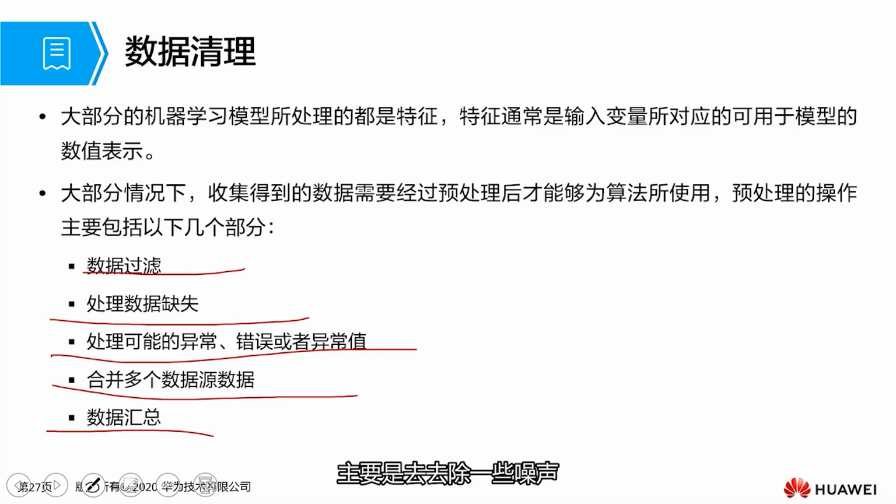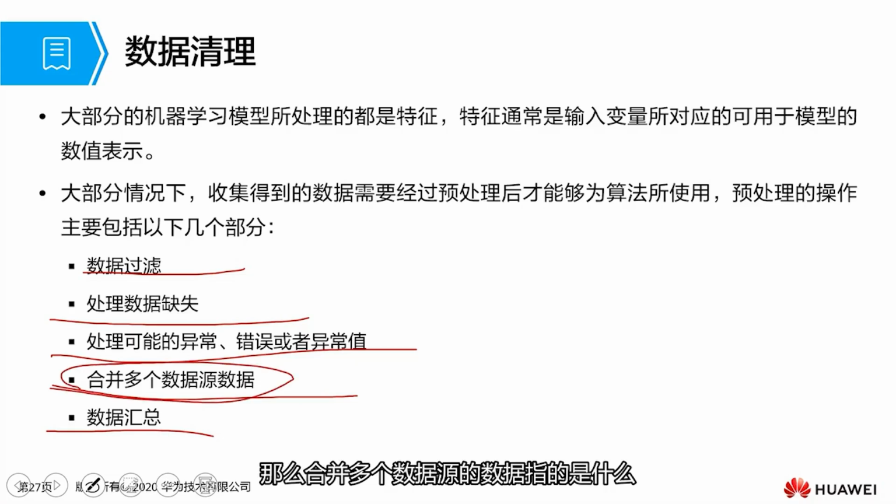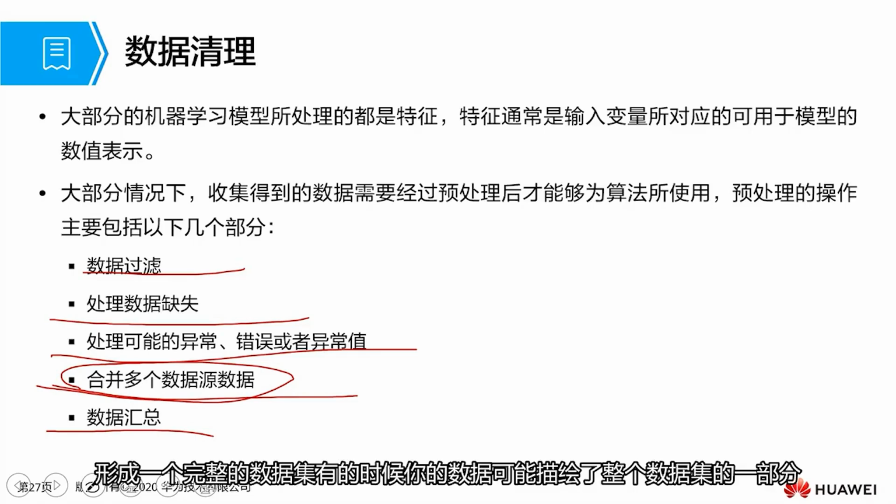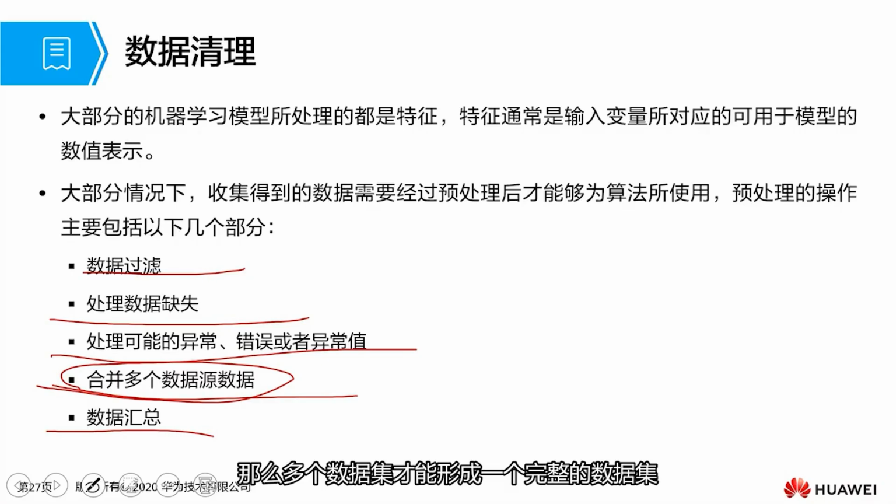What does merging data from multiple sources refer to? Your data may come from more than just this aspect, may come from multiple data sources. You need to merge and summarize it to form a complete data set. Sometimes your data may depict only a part of the entire data set, so many data sets are needed to form a complete data set. To make your data free of any discrimination, or your data is unbiased data. This is what makes a good data set. This is the work of summarizing and merging data sources.